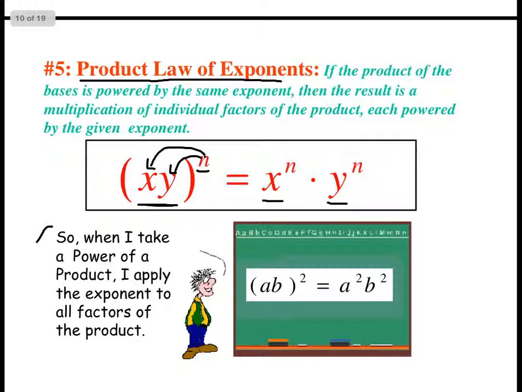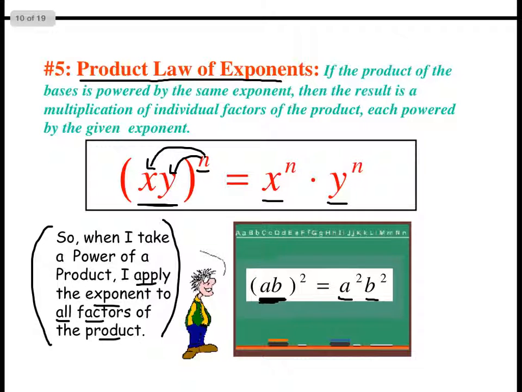So, and this kind of summarizes it. So when you take a power of a product, you apply the exponent to all the factors of the product. An example again that you can write down is a times b squared. That means that's going to be a squared times b squared.